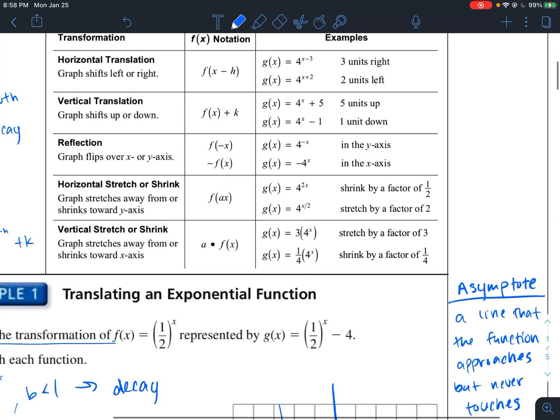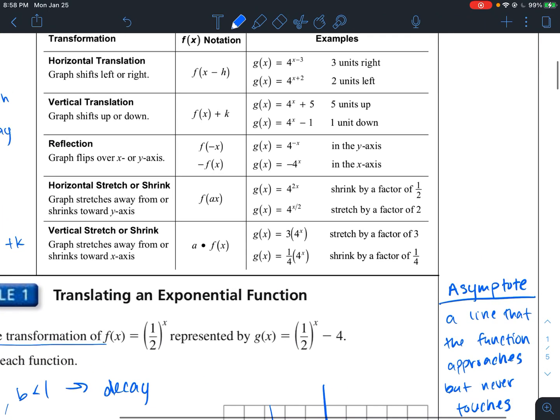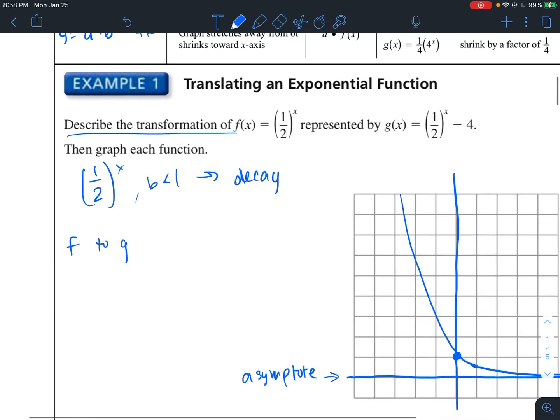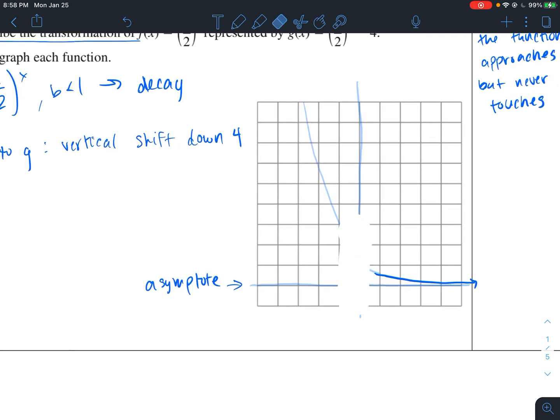So if we look at this table up here, we have a function in this notation subtracting 4, which means we go down 4 units. So it's a vertical translation or a shift down 4 units. Okay, and I'm going to erase this right here. So if we're going to be down 4 units, that means the asymptote is going to move down 4 units.